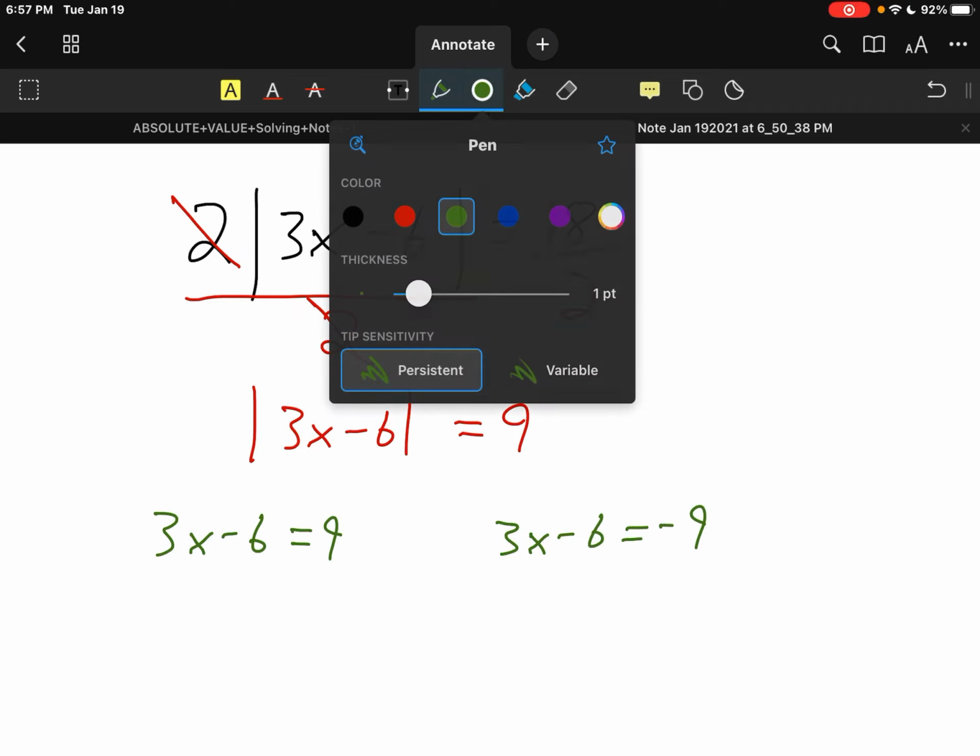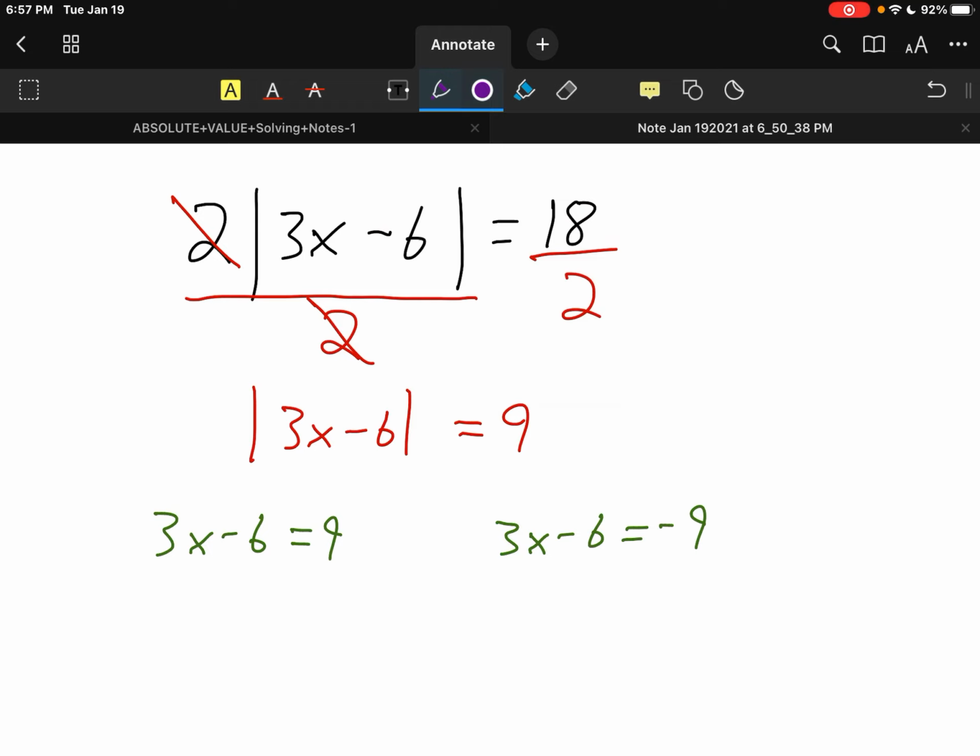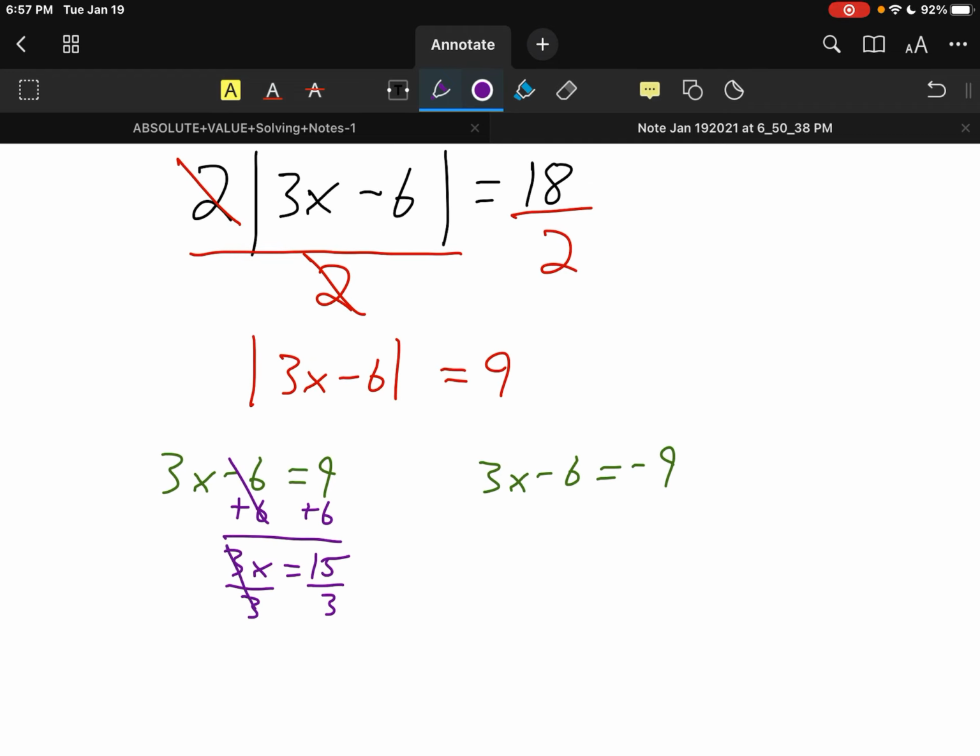Okay, we have to get x by itself. So I'm going to add 6 to both sides. So I have 3x equals 9 plus 6, which is 15. And I'm going to divide by 3. It cancels out, and I get x equals 5. So that's done. And over here, I'm going to do the exact same thing.